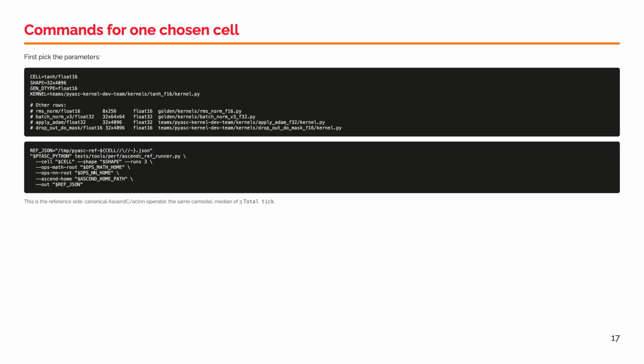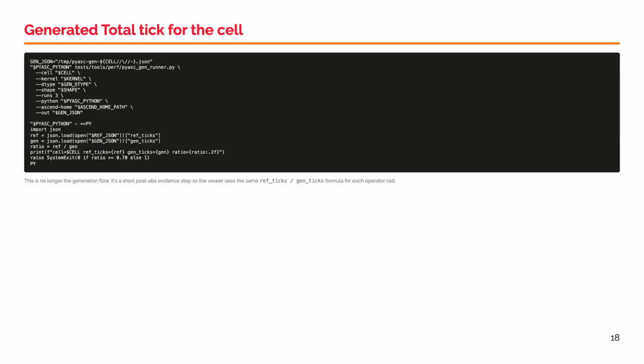The operator check does not introduce a new generation flow. We pick one row of parameters: cell, shape, dtype, and kernel path. Then we run the reference side through the Ascend C reference runner. That is a canonical baseline step: aclnnTanh, aclnnRmsNorm, aclnnBatchNorm, aclnnApplyAdam, or aclnnDropoutDoMask, using the same CANN model simulator and the median of three total tick values.